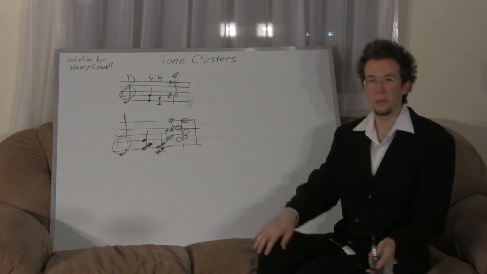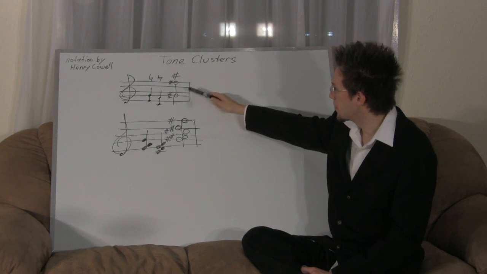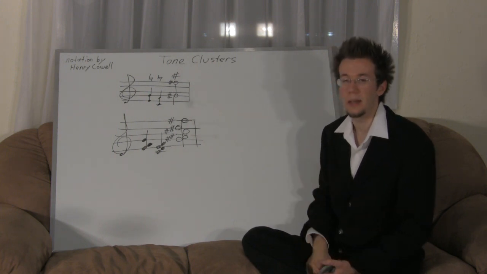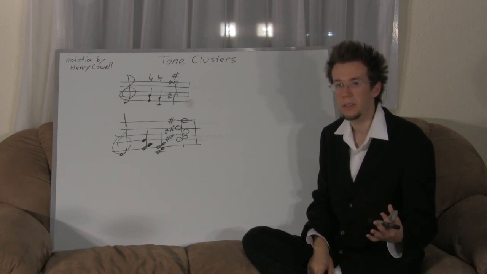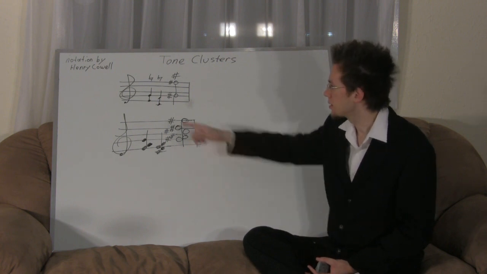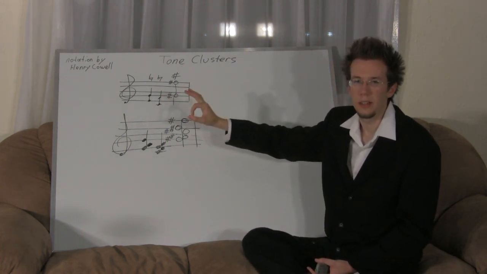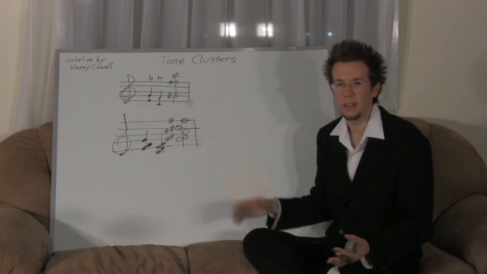So these are just composing techniques, really. Right here, it's also important to remember that stem direction applies when you're using tone clusters. The normal rules of stem direction do apply. So basically, you take whatever note value you want. If you want a half note, you draw a circle like your half note, or if you want a quarter note, you draw that, whatever.